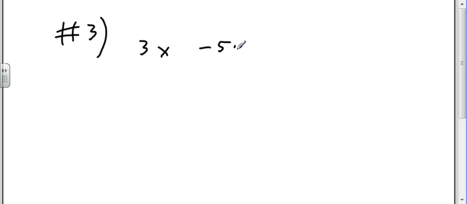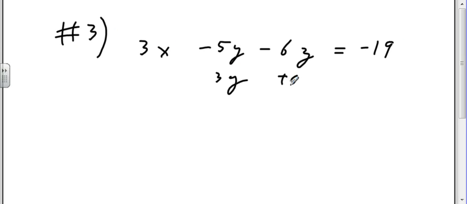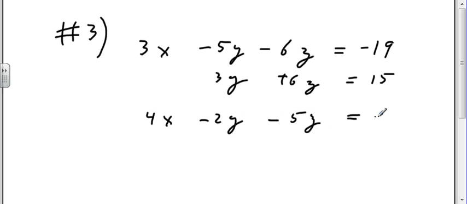3x minus 5y minus 6z equals minus 19. 3y plus 6z equals 15. 4x minus 2y minus 5z is minus 2.